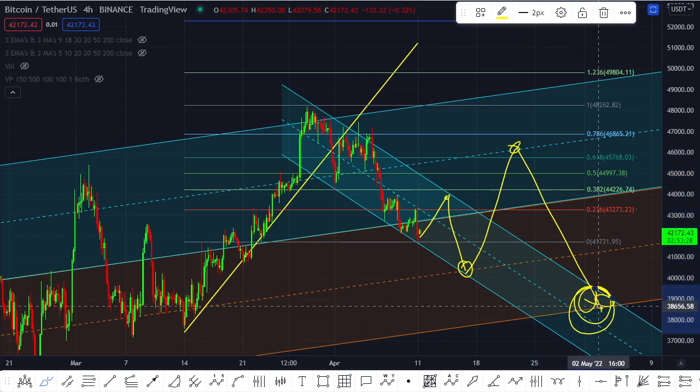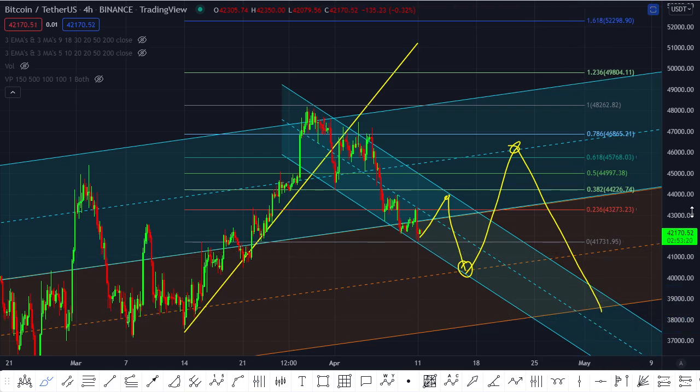Hopefully, like I said, this will hold. If it doesn't hold and we start to close 3-day candles below this, because that's the most effective and efficient way to understand where this is going, then most likely 30K or 31.5 to be exact is the next target in my personal opinion.